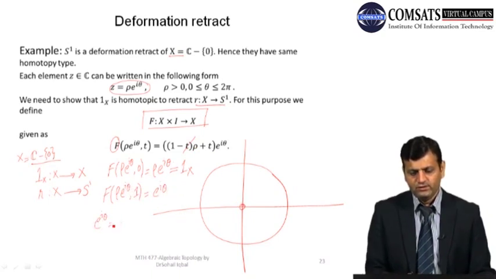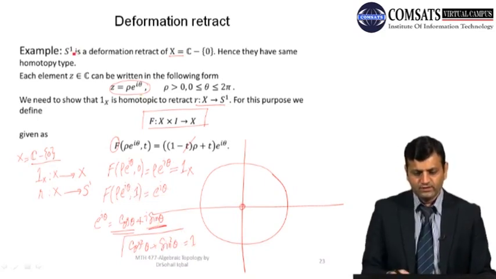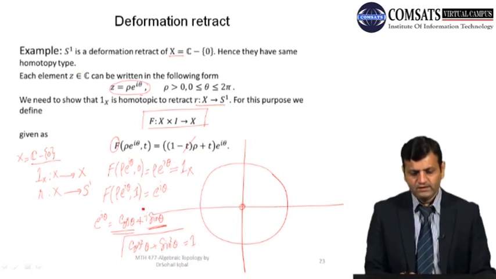This is equal to cosine theta plus i sine theta, and these are the points on the unit circle. Why are these points on the unit circle? Because their magnitude is 1: cosine squared theta plus sine squared theta is equal to 1. That's why these are points on the unit circle S^1. So that's why we can say that this is equal to the retract. It takes points of the plane and gives me points of S^1.